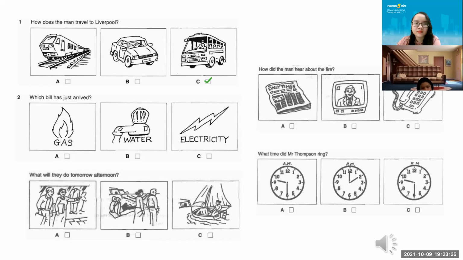Is that the electricity bill? No, it's the water bill. Is it very big? Not as bad as last time. Oh, good.